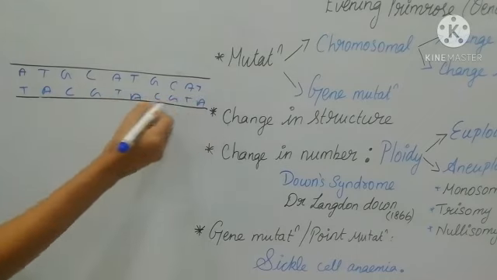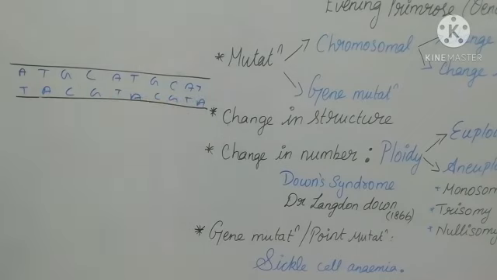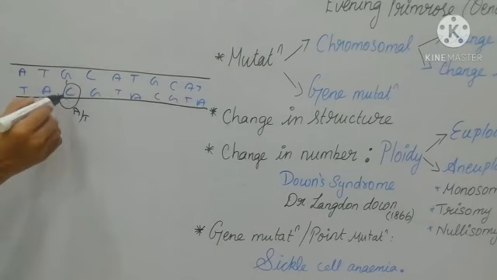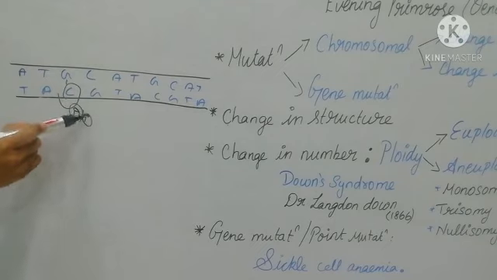If there is a mutation, sometimes substitution will take place. Substitution means this G will always pair with C, but instead of this C, sometimes A will come and bind here, or T will come and bind here. That is the substitution, that is a mutation. C should only bind with G, so if any other nitrogenous base comes and binds instead of C, that is a substitution mutation.